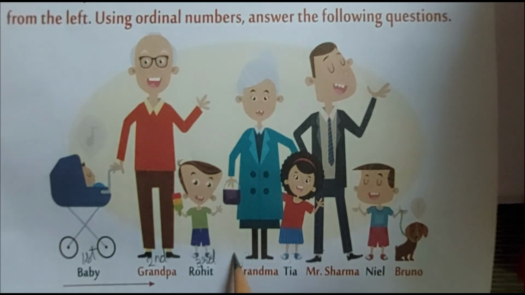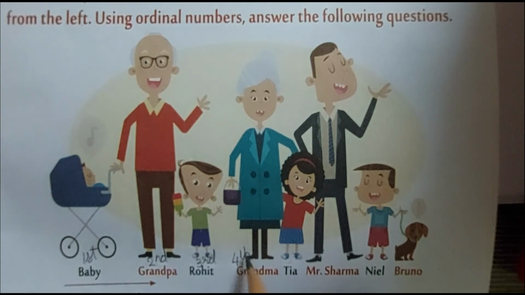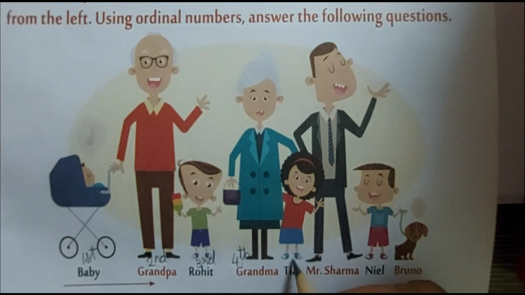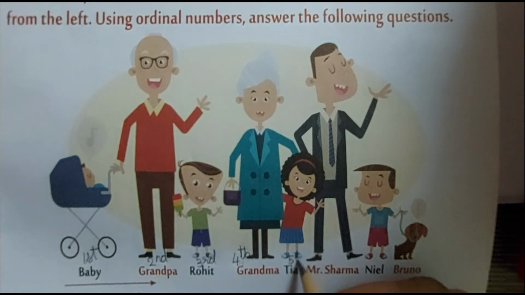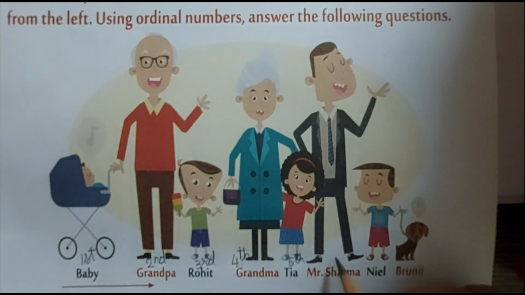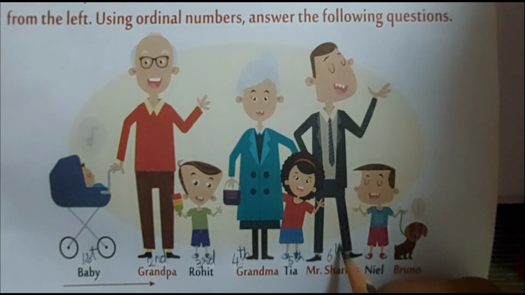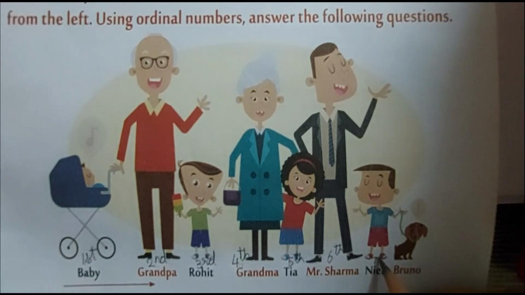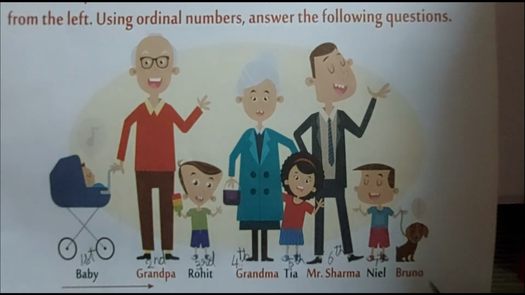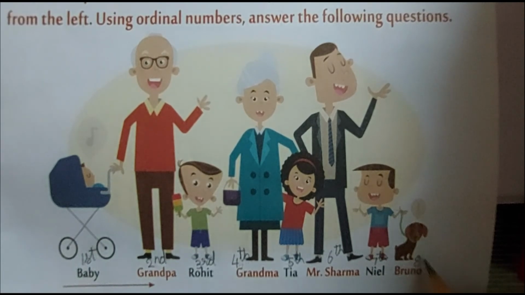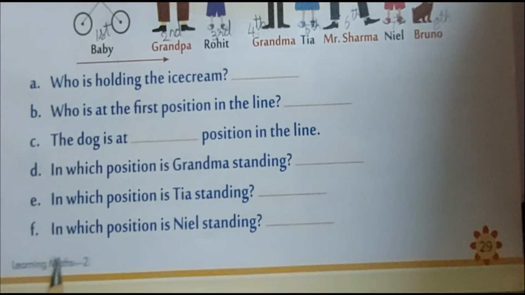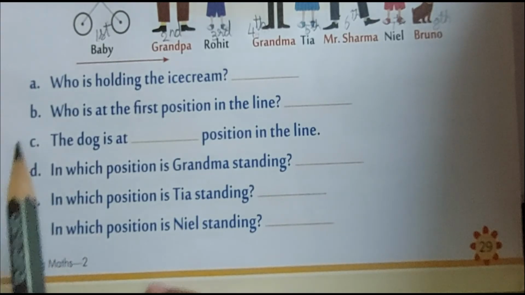Grandma is in fourth position. Tia is in fifth position. Mr. Sharma is in sixth position. Neil is in seventh position. And Bruno is in eighth position. Here they have given the questions, children. We have to answer them.